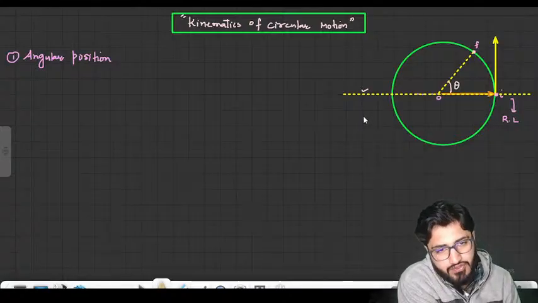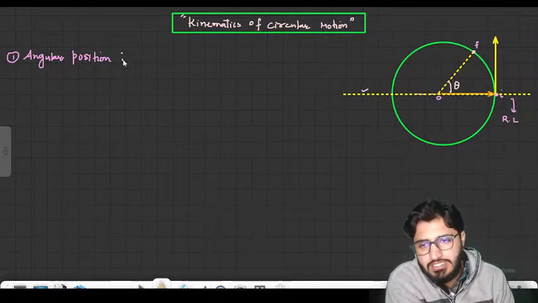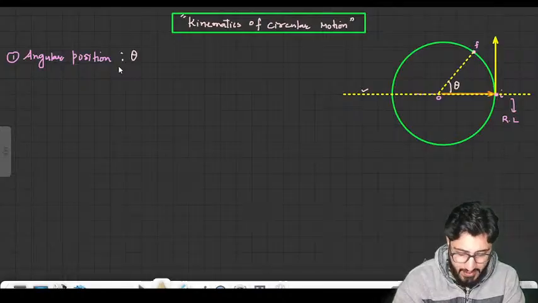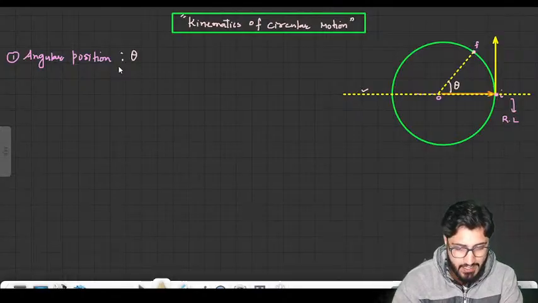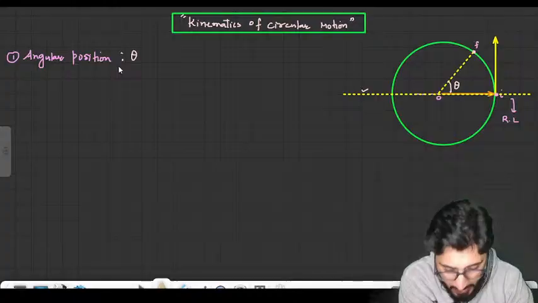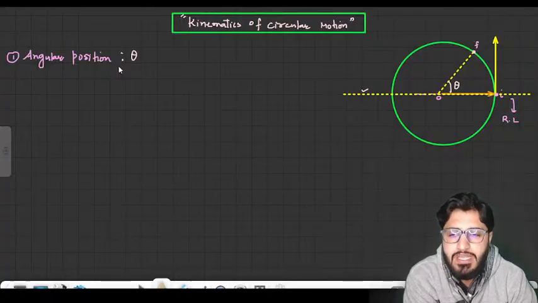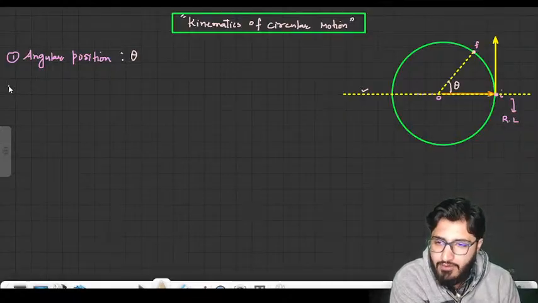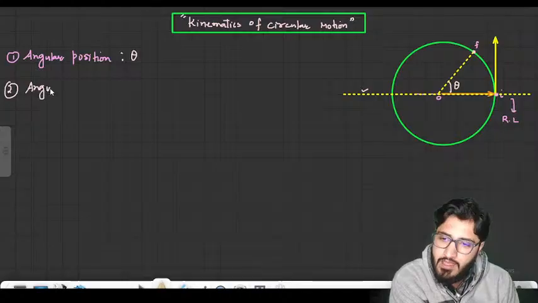It's my angular position. So angular position is basically angle theta. Very easy to understand. If you know about the kinematics, you should be able to get these things, okay? Now, the second point that we should discuss here is the angular displacement.